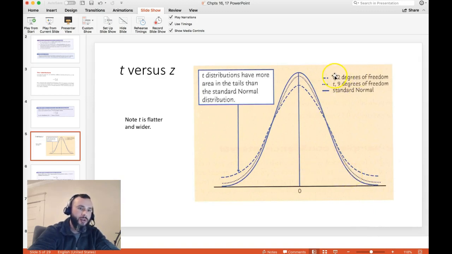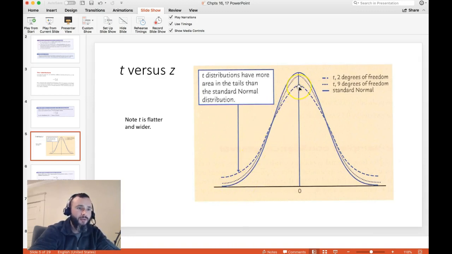We have t with 2 degrees of freedom in the big dash, and then in the tiny dash we have t with 9 degrees of freedom. So degrees of freedom is n minus 1. It's the number of data points minus 1. So what this shows us is, when n is smaller, the t distribution becomes flatter. Notice it doesn't actually ever reach the bottom here. It's not nearly as close. So the area under this tail is going to be larger than for the normal curve.